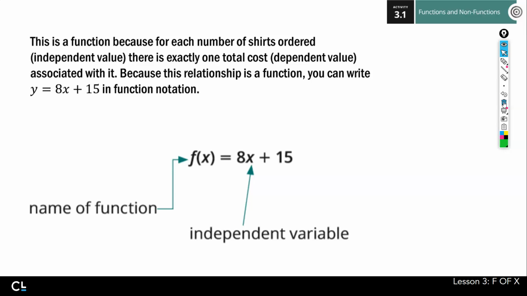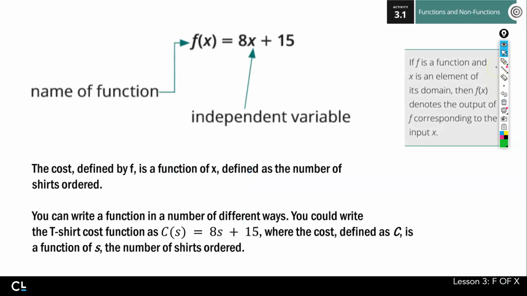This is a function because for each number of shirts ordered, the independent value, there is exactly one total cost, which is your dependent value associated with it. Because this relationship is a function, you can write y equals 8x plus 15 in functional notation. You've got the name of the function, which is f of x. You have your independent variable, x. The cost defined by f is a function of x, defined by the number of shirts ordered.